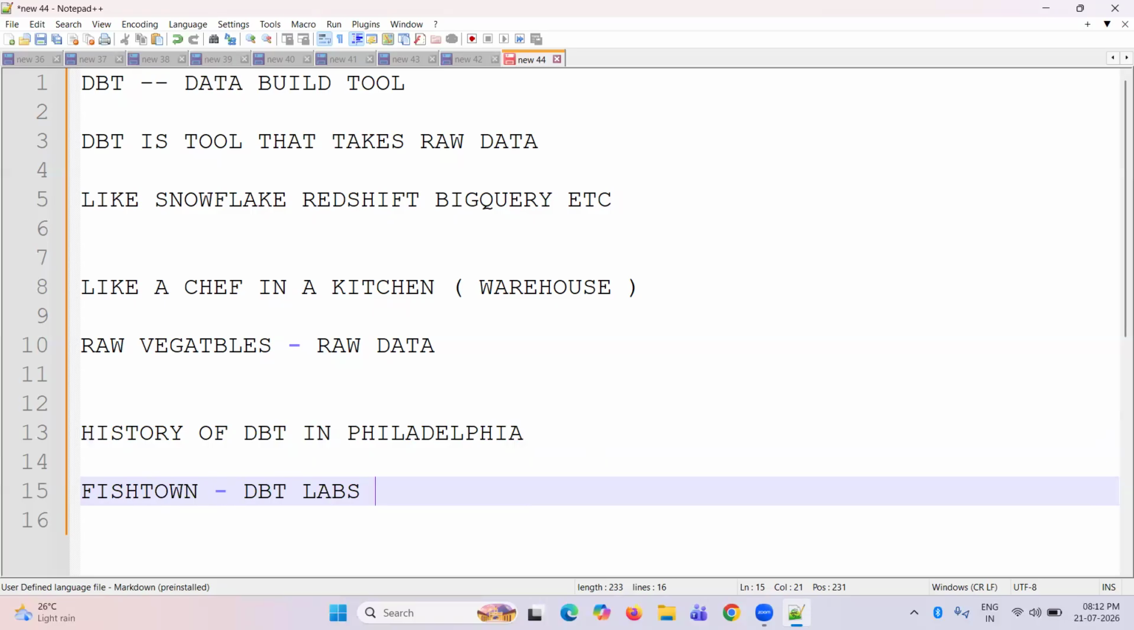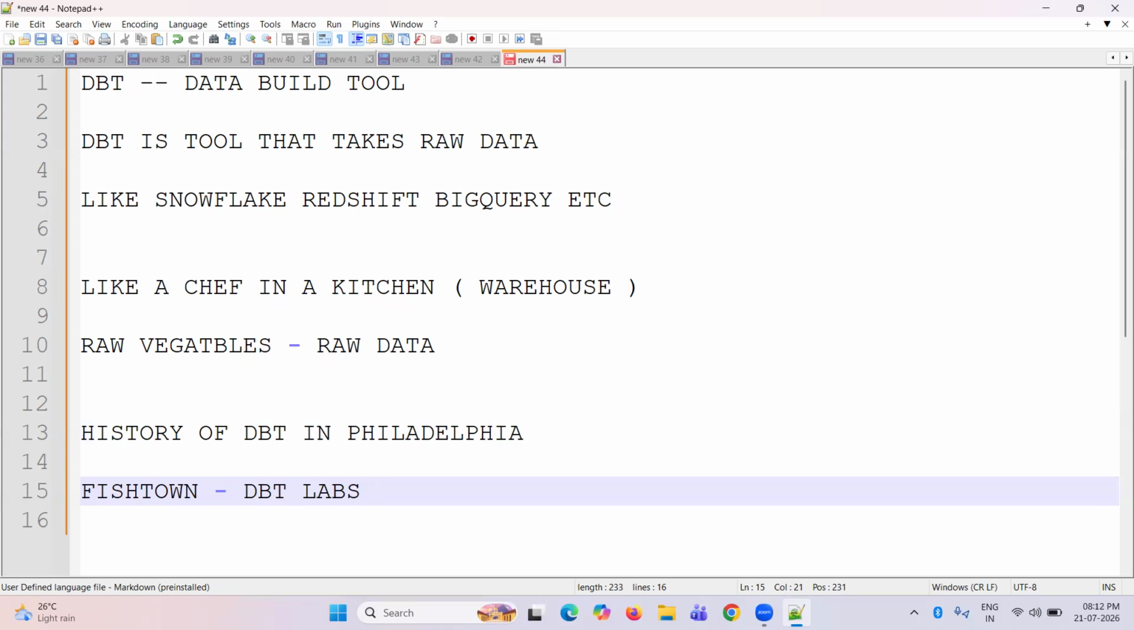So it's like a billion-dollar business. DBT Labs grew into a big company, and now its value is 4 billion US dollars. It created a brand new job in the data industry called analytics engineering, for those who know DBT very well.